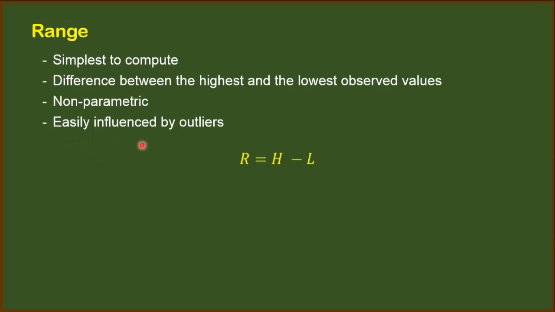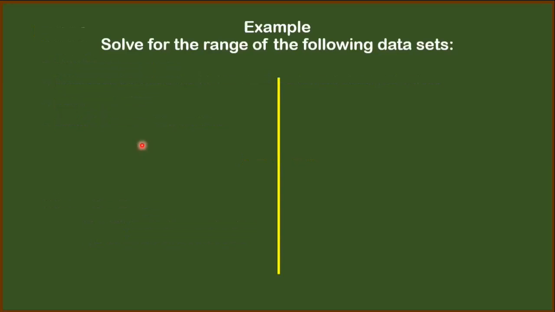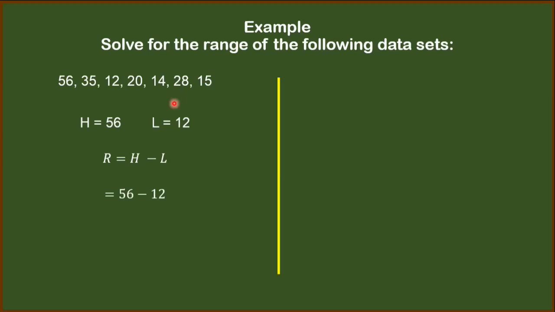We have this formula for the range where R is the range, H is the highest value, and L is the lowest value. To better understand, let's have the following examples. We have to solve for the range of this dataset. So we have to identify first the highest and the lowest values for this dataset. We have 56, 35, 12, 20, 14, 28, and 15. Obviously, the highest observed value here is 56 and the lowest is 12. So we'll just subtract them. We have 56 minus 12, the answer is 44. And that's the range.